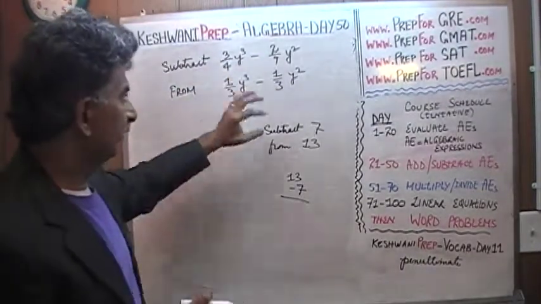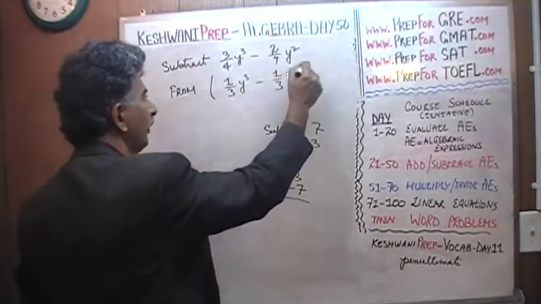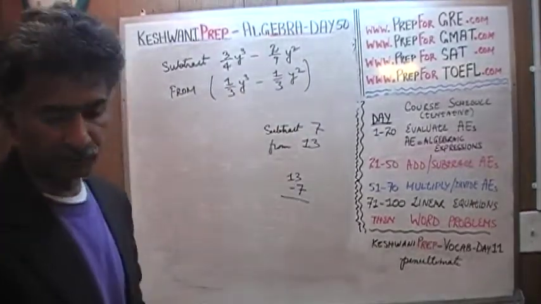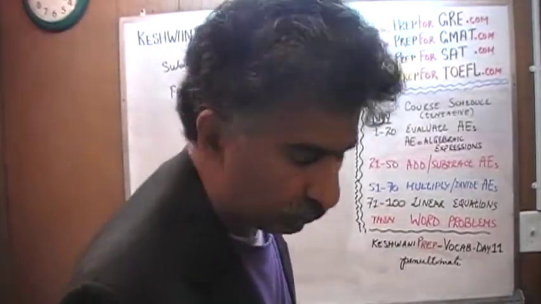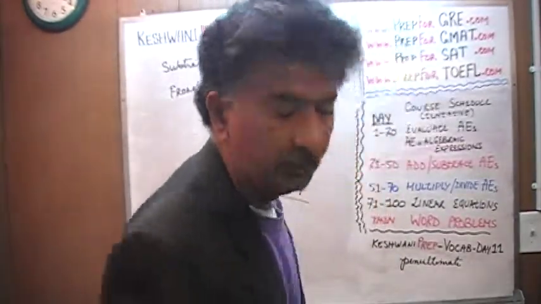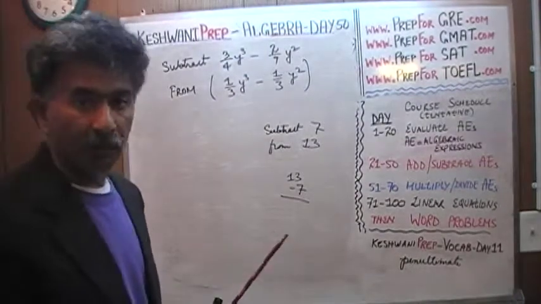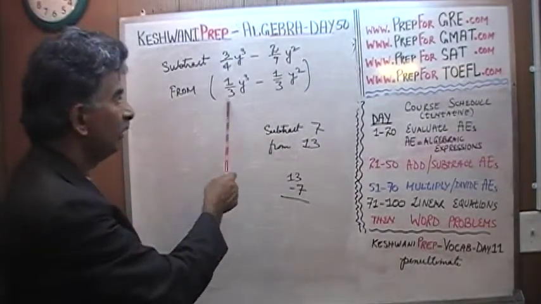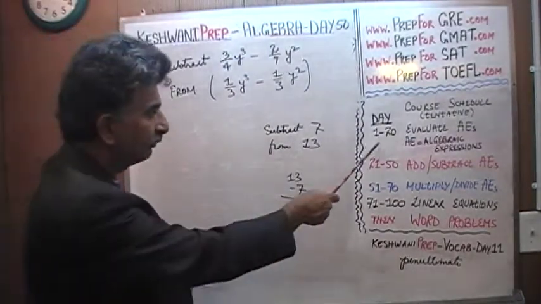This is a quantity. This is a numerical value. All of this is a numerical value. The only problem is that we do not know what y is. Had we been told how much y is, we would have been able to actually evaluate the value of these expressions, like we did in the first 20 days.